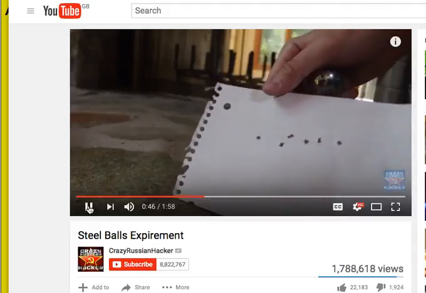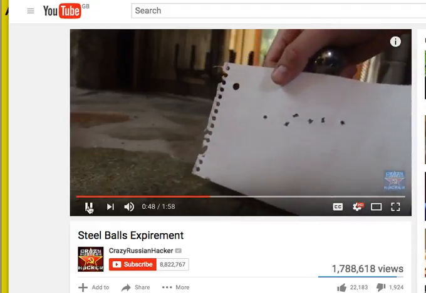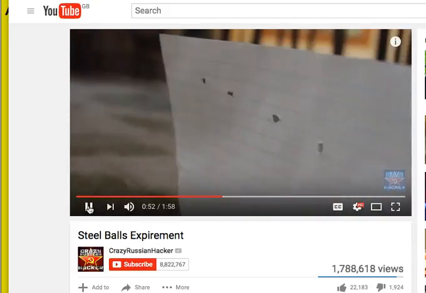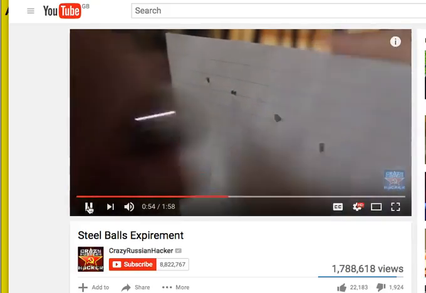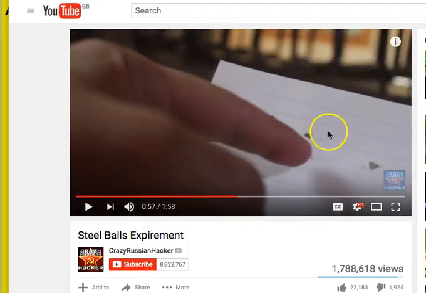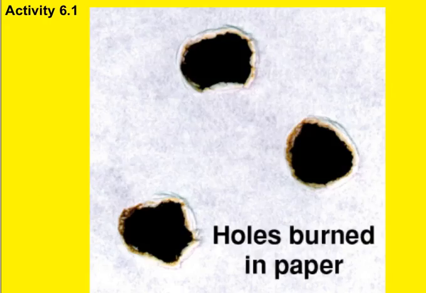And not only did they put holes in the paper, if you were actually doing this in class, you would be able to smell that it smells like burnt paper. And if you look very closely around here, you'll see that it's charred. Let me go back to this picture right here. Here's a close-up. You can see that it's actually burnt right around here. So we took the two steel balls, put them together, and they burnt a hole in the paper.